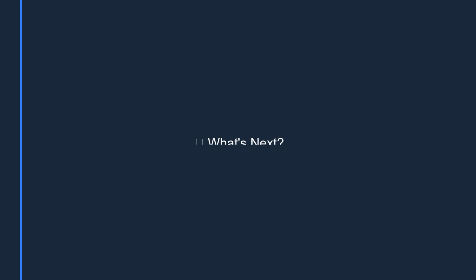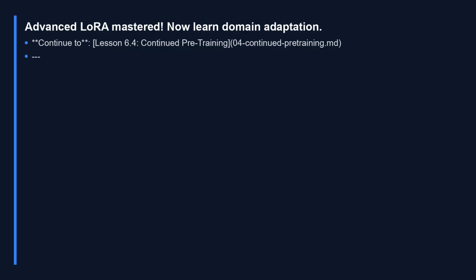What's next? You now have a complete toolkit for advanced LoRA. Not just the mechanics, but the judgment to choose the right variant for any situation. The next step is domain adaptation, taking a general purpose model and specializing it deeply for a specific field or knowledge domain. That's lesson 6.4, continued pre-training.